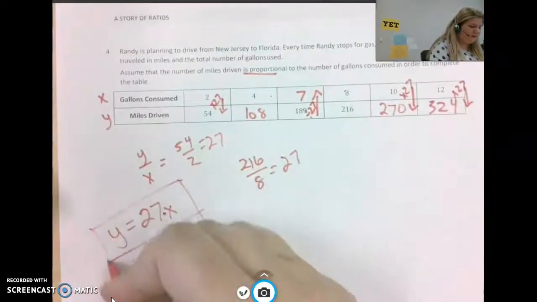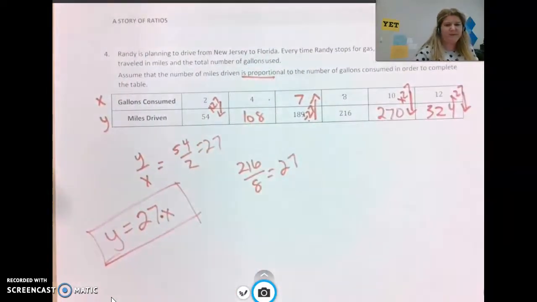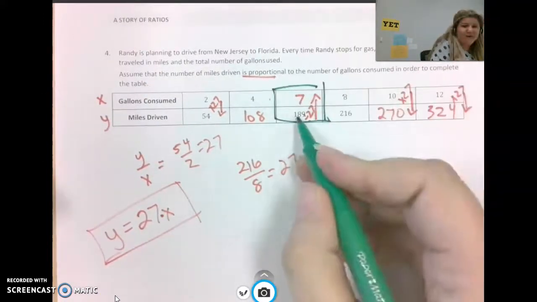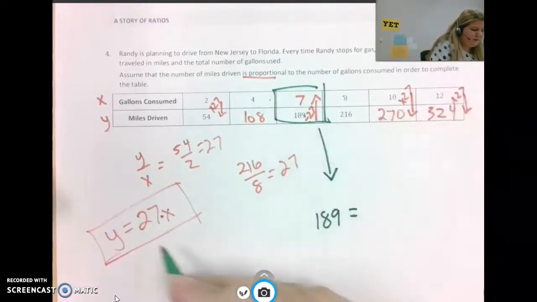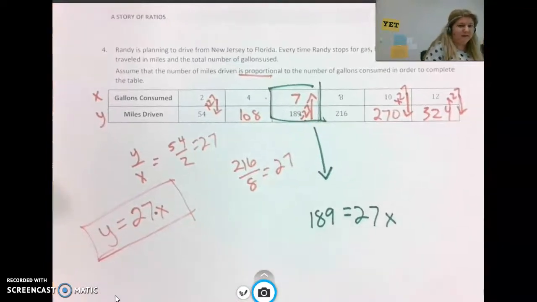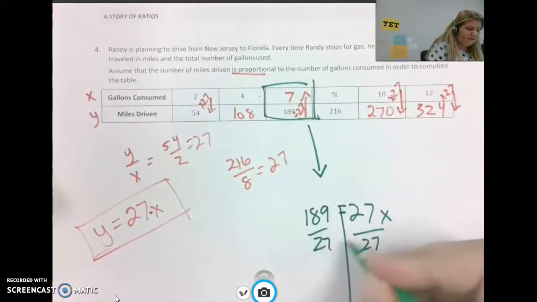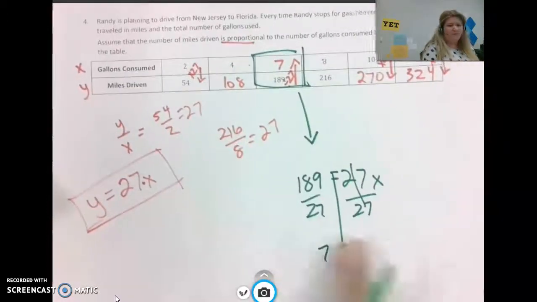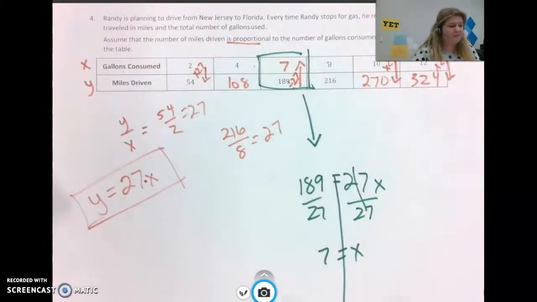I like that the equations are so easy to write. If I wanted to, I could use the equation to find each of those. For example, let's say I was looking at this one. So I'm given y, right? So I do 189 equals 27x, and then to find out what the x was, I would just divide by 27, which is what I did, and you would get 7 is x. So you can use the equations to find it, or you could just fill in the table using the pattern, which includes the unit rate of 27 miles per gallon.